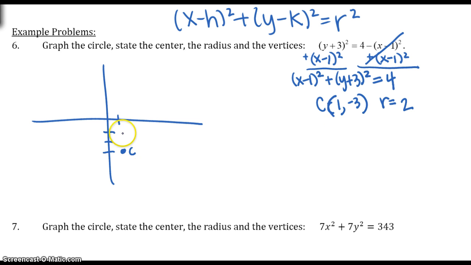So we're going to go up 2 and plot a dot. That's a vertice, which is at 1, negative 1. I would like you to go down 2 and plot a dot. That's another vertice, which is 1, negative 5.